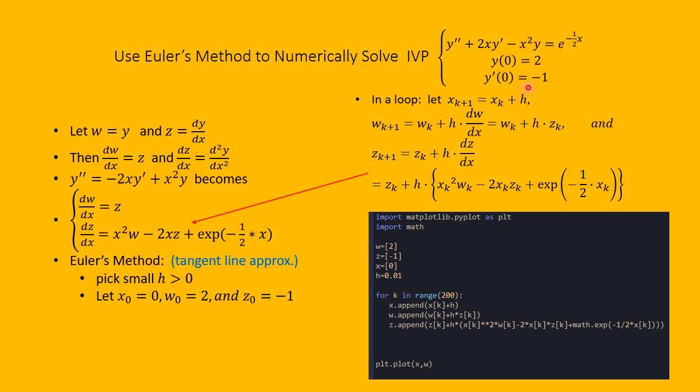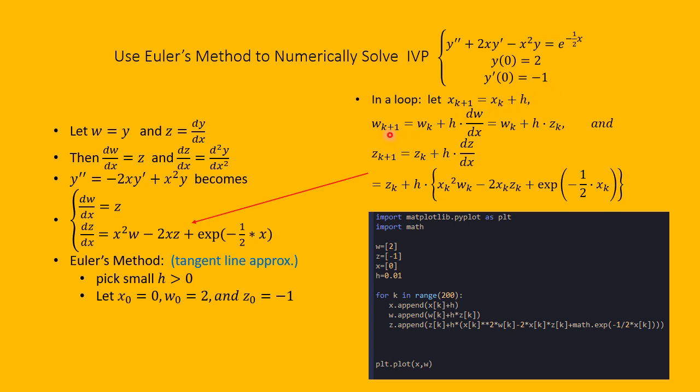Okay, so now we have these equations, and we want to numerically approximate the solution using Euler's method. So let's see what this iterative method is going to be. First of all, we start with x naught, remember, and we're going to define x sub k plus 1 to equal x sub k plus h. So for instance, x sub 1 is x naught plus h. X sub 2 is going to be x sub 1 plus h, and so forth.